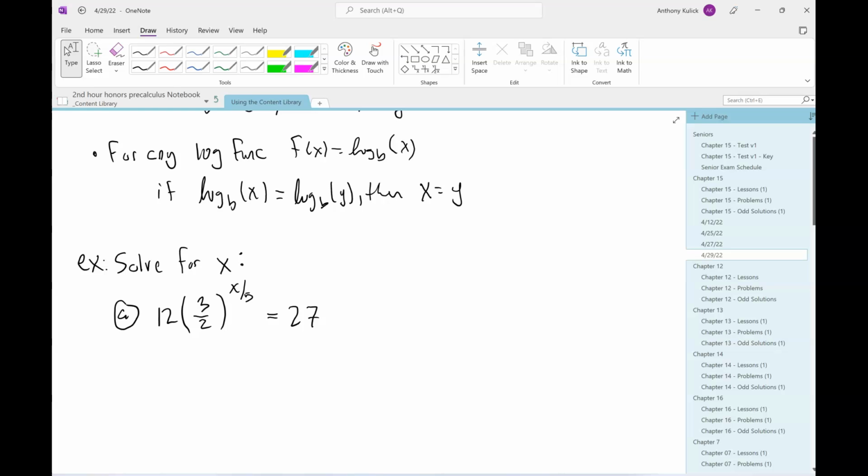Can I multiply the 12 by the 3 over 2? No. Why can't I do that? You have to work with the exponent first. The exponents are different. If it was also 12 to the x over 5, then yes, we could multiply them together. But since the exponents and the bases are different, we can't multiply them together directly. Everybody's cool with that? What can we do? Divide by 12. Yeah, exactly. Let's get that exponential base by itself.